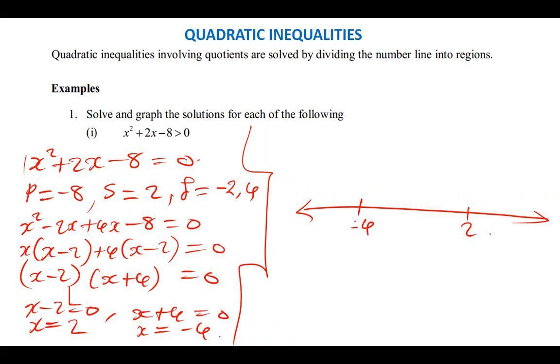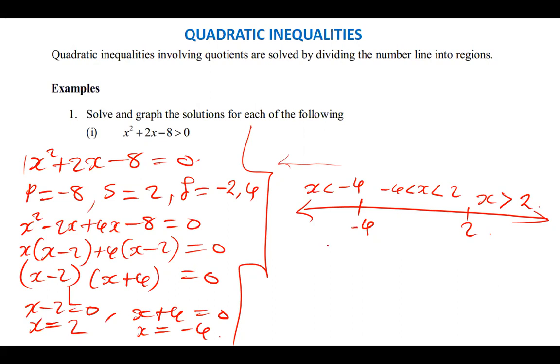Then we have this region from -4 going this side. This region is simply x less than -4. The region between -4 and 2 is simply -4 less than x less than 2. And the region that is above or greater than 2, we say x greater than 2. So now let us get any number that is less than -4. We can even get -5.